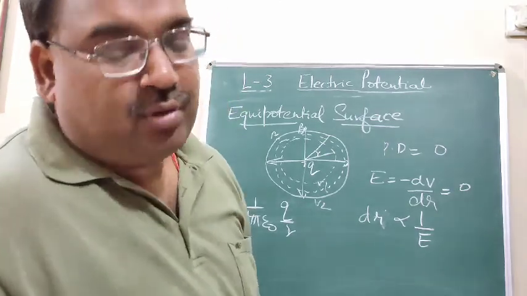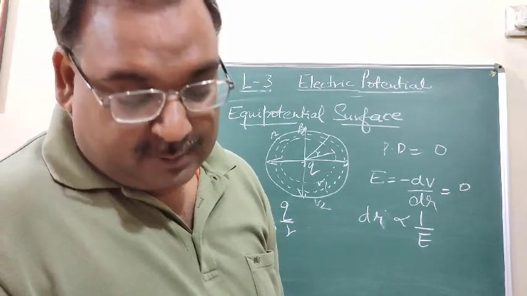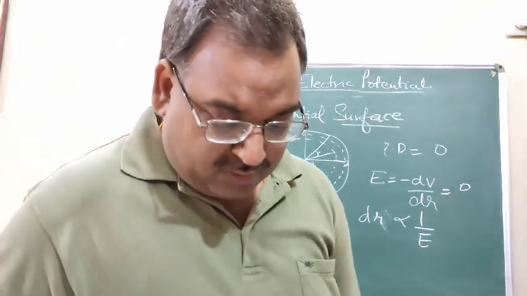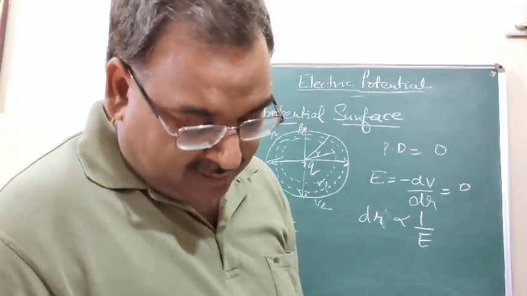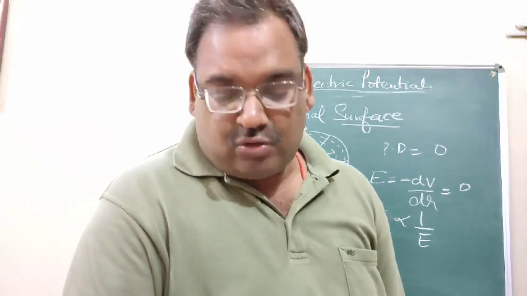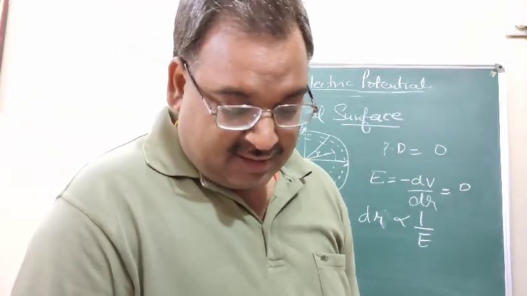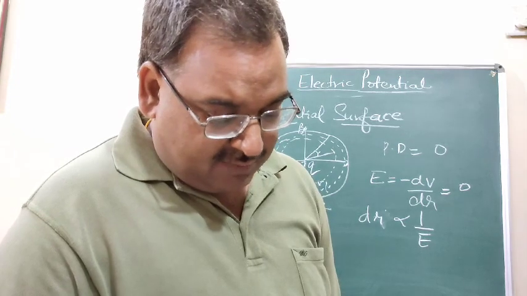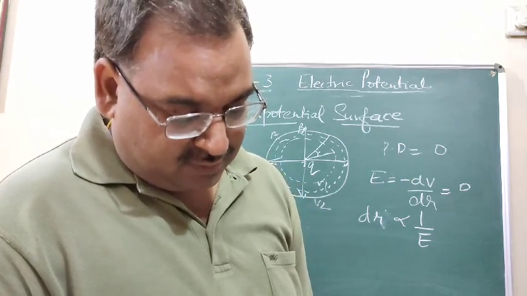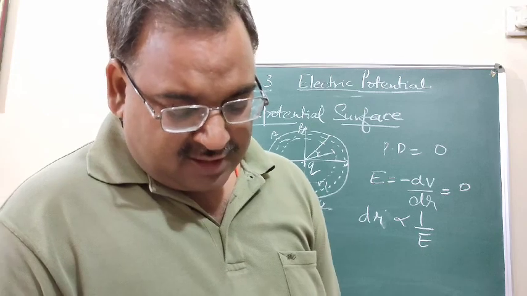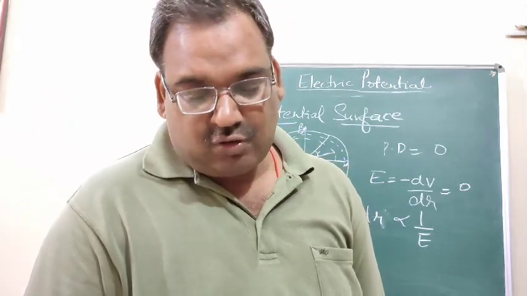The last important point about equipotential surfaces is that no two equipotential surfaces can intersect each other. The reason is that an equipotential surface is always normal to the electric field. If two equipotential surfaces intersect each other, then at the point of intersection there will be two directions of electric field, which is impossible. So both the lines of force and the equipotential surfaces can be used to depict the electric field in space. So that is all about equipotential surfaces.